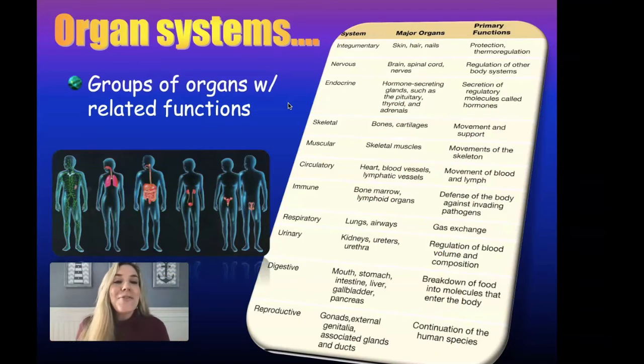So in our anatomy and physiology series, we're going to be studying 11 different organ systems. But organ systems, of course, are groups of organs with related functions. And you can kind of see some of them laid out here. This chart goes over those 11 systems.